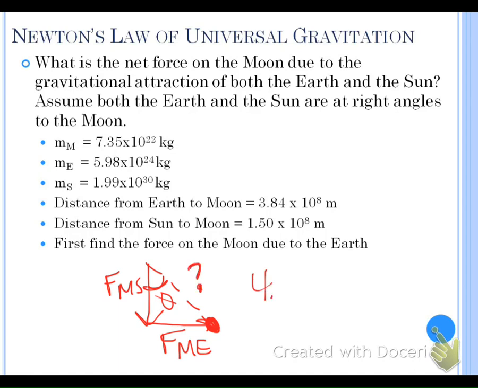I got 4.77 times 10 to the 20th. Good, good. At 24.6 or so degrees.